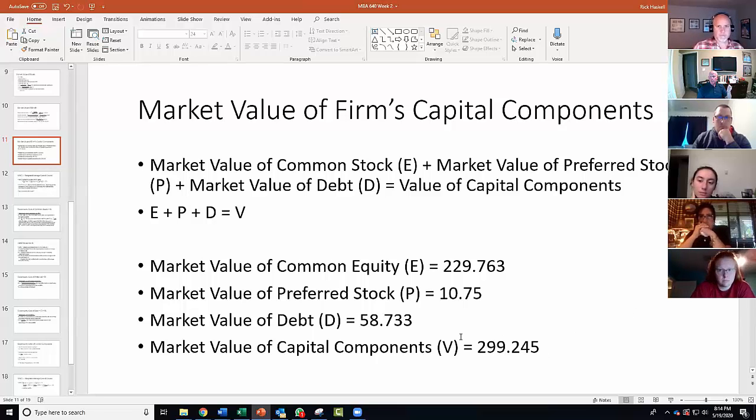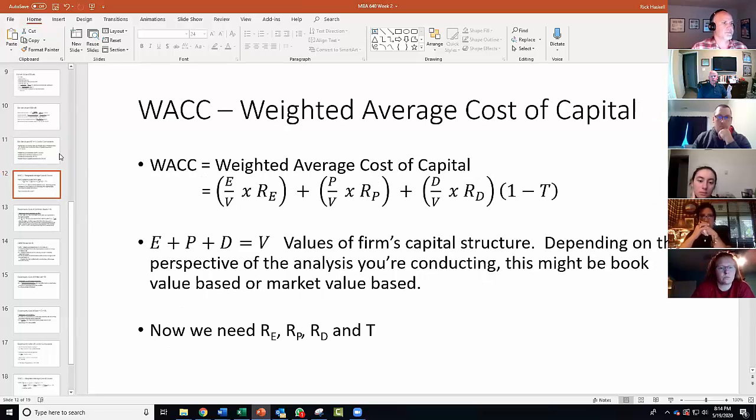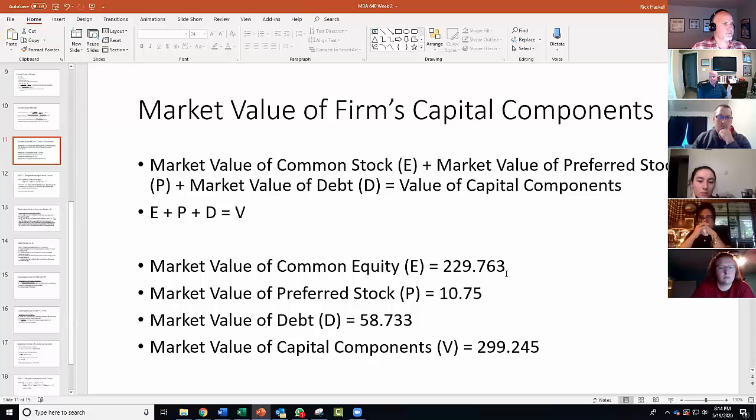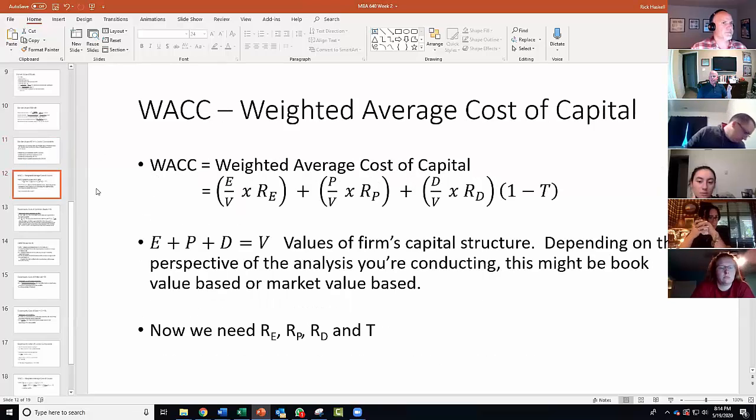And if I know what V is, and I know what each of the inputs to V are, I now know what the weights are, because I simply can take E divided by V, P divided by V, D divided by V, and it gives me these weights in the weighted average cost of capital. I now know the weights, I know the tax rate, and now I have to figure out RE, RP, and RD. And these are simply the best estimates I have for the cost of equity, common equity, the cost of preferred, and the cost of debt.